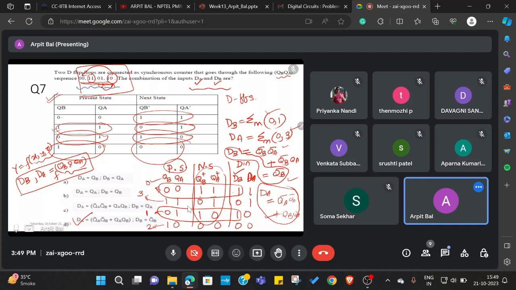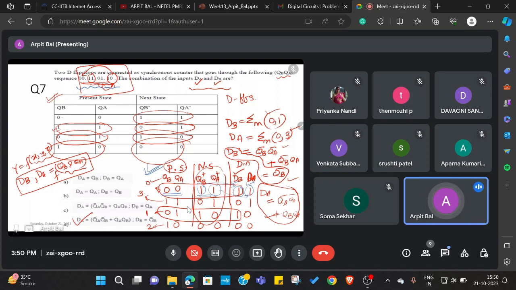So when the present state is 0 0, pay attention here. When the present state is 0 0, the next state becomes 1 1. So what should be the value of DB and DA? It should be equal to the next state, right? So that's what I did. Whatever is QB plus, I wrote it in DB and DA.